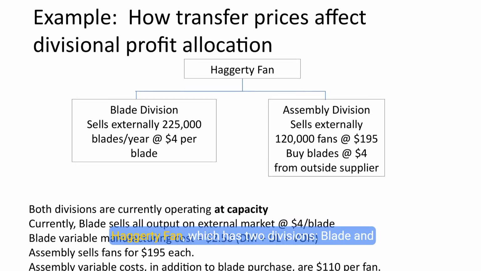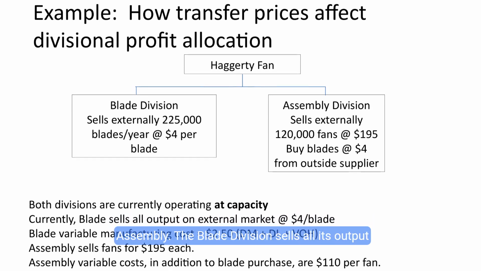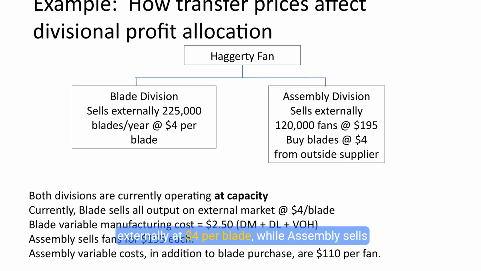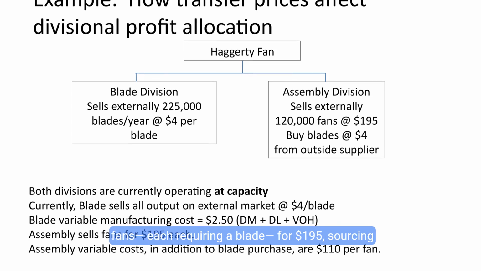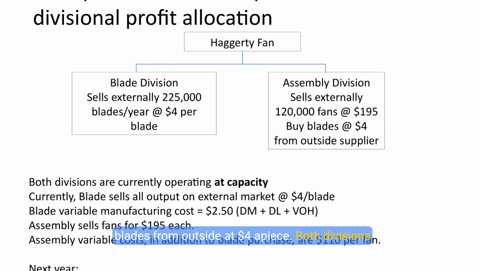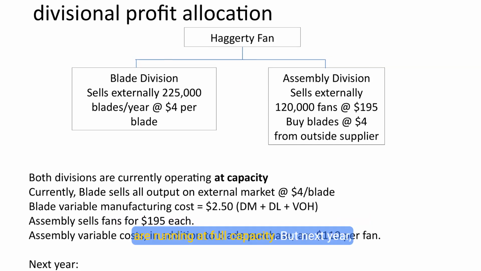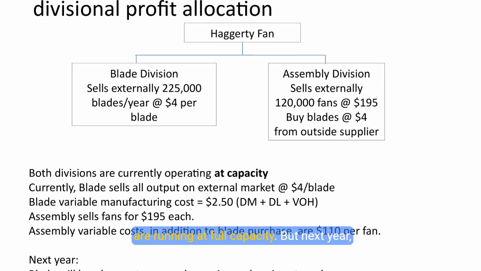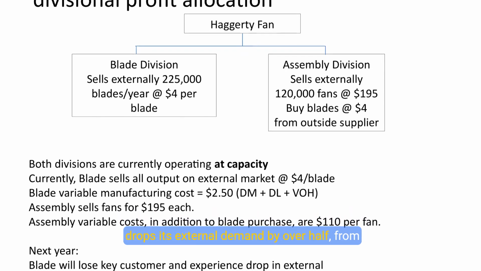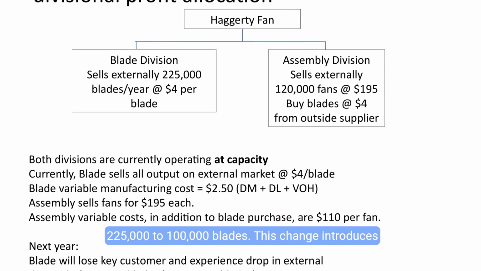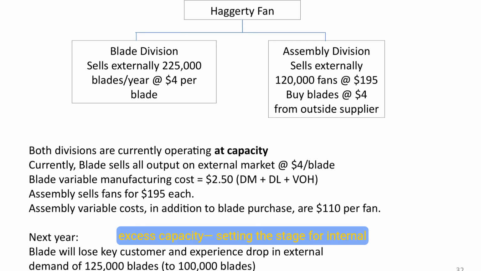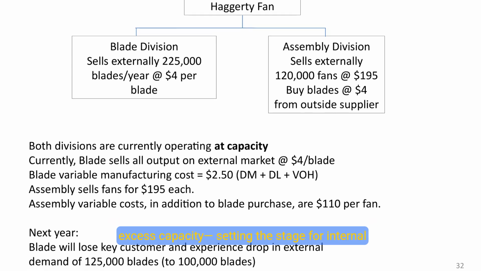Meet Hagerty Fan, which has two divisions, Blade and Assembly. The Blade division sells all its output externally at $4 per blade, while Assembly sells fans, each requiring a blade, for $195, sourcing blades from outside at $4 apiece. Both divisions are running at full capacity. But next year, Blade faces a challenge. Losing a key customer drops its external demand by over half, from 225,000 to 100,000 blades. This change introduces excess capacity, setting the stage for internal transfers.